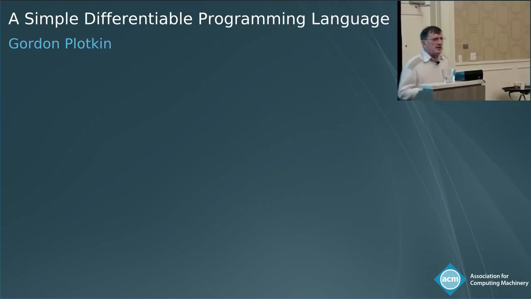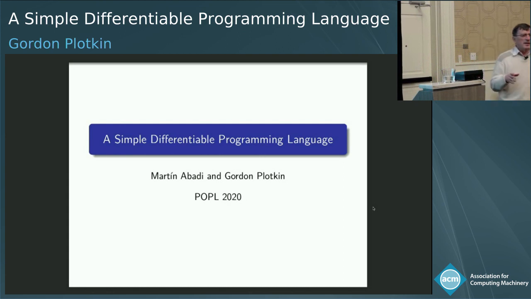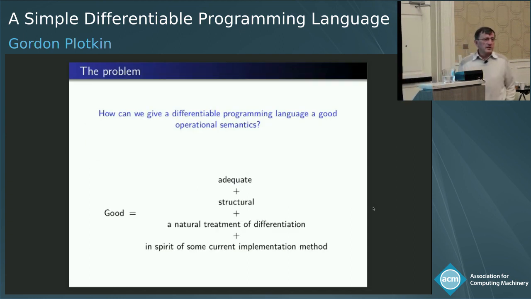So this is a continuation of a talk I gave a couple of years ago. So it's a similar language, a similar semantics, but a different problem. So let's look at the problem. The problem is how to give a differentiable programming language a good operational semantics. And what does it mean to be good?